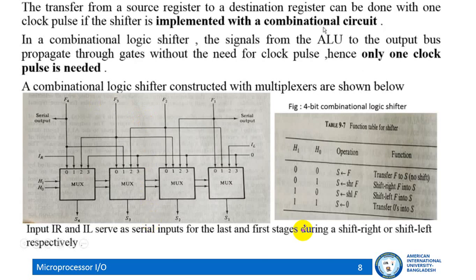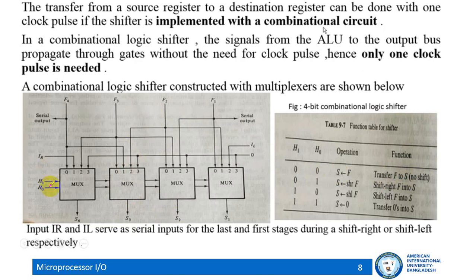If we use 2 selection variables, S0 and S1, with 2 selection variables we have 4 ways to shift. If the selection variable is 0, 0, then transfer F to S. That means the result is directly sent to the output bus. No shifting. Whatever the result is, it is directly transferred to the output bus. It is called no shift.